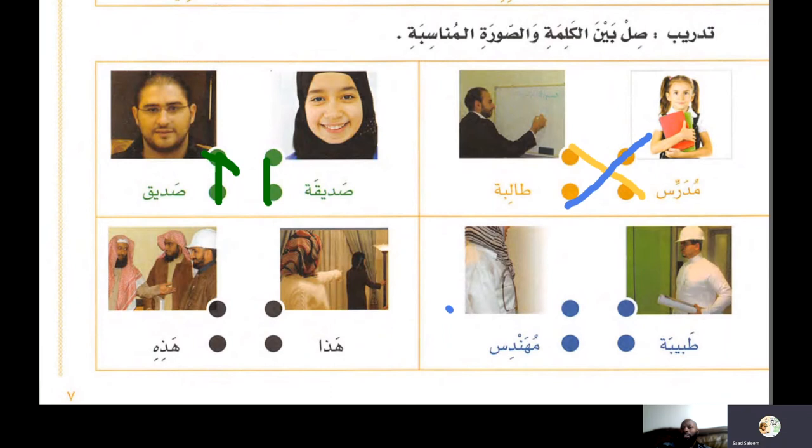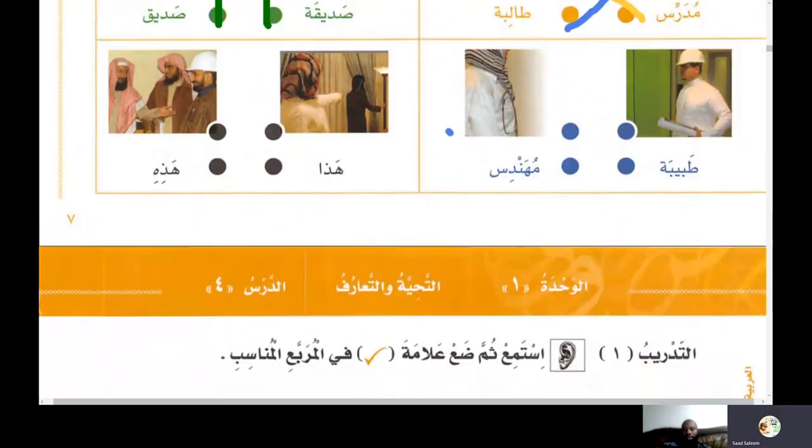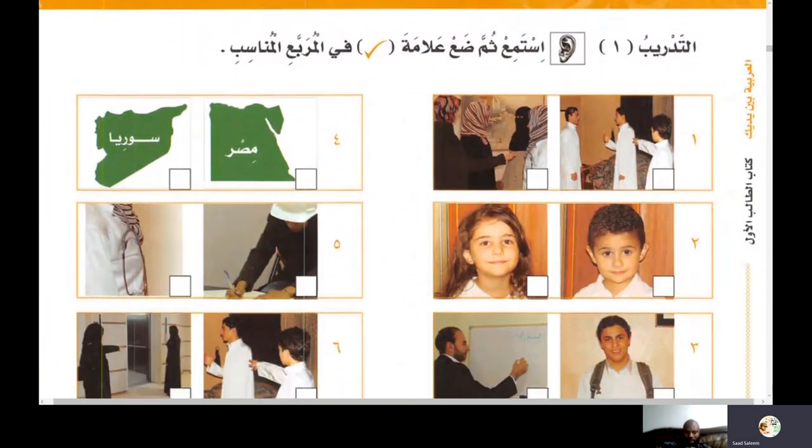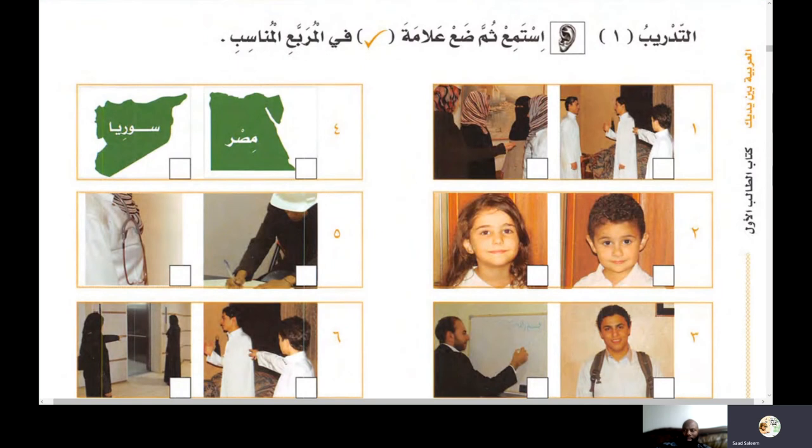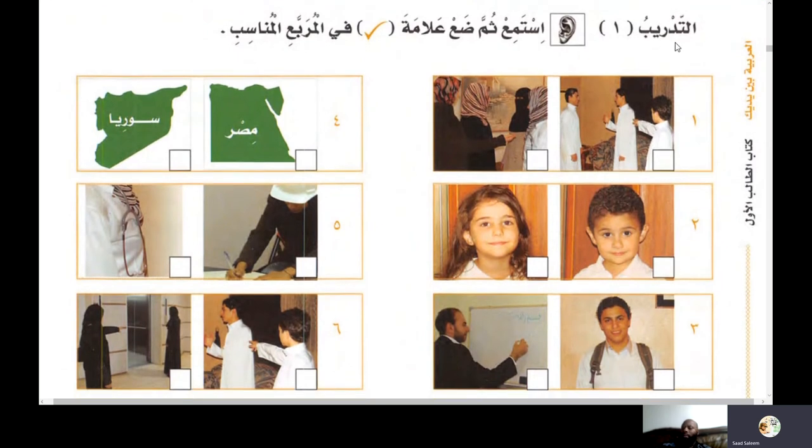Tadrib. Okay. Sil bayna al-kalimati wa as-suwari al-munasiba. So this is your homework, okay? You will join the word with the appropriate picture. Okay. Now I will. In each picture, okay, read the question first.